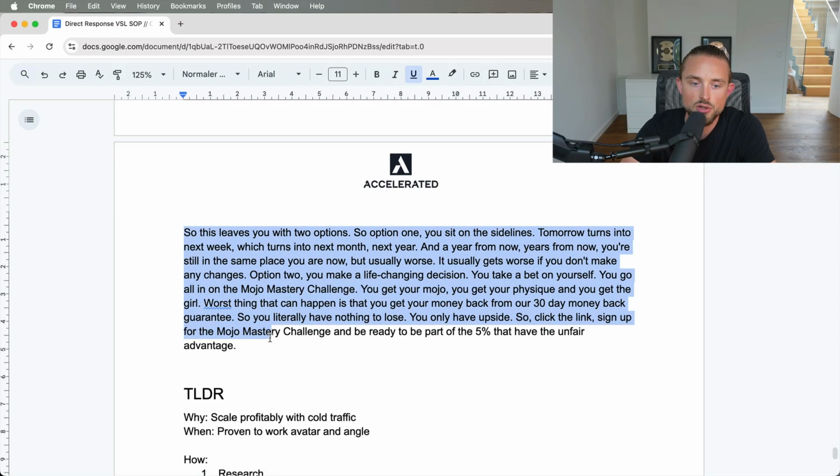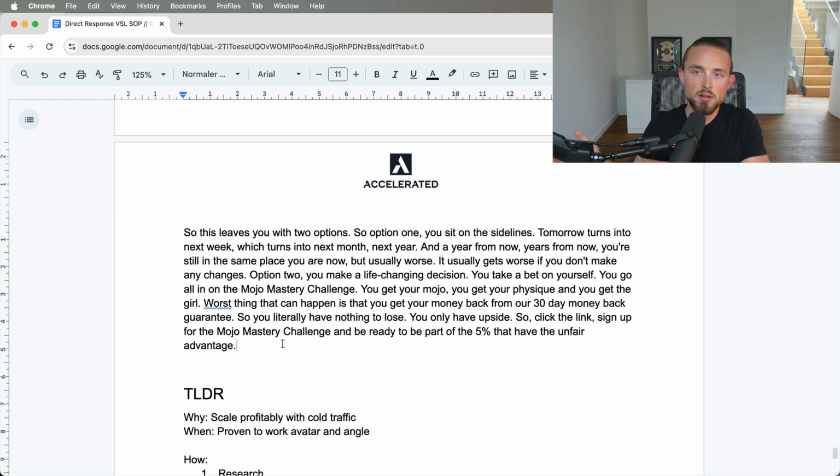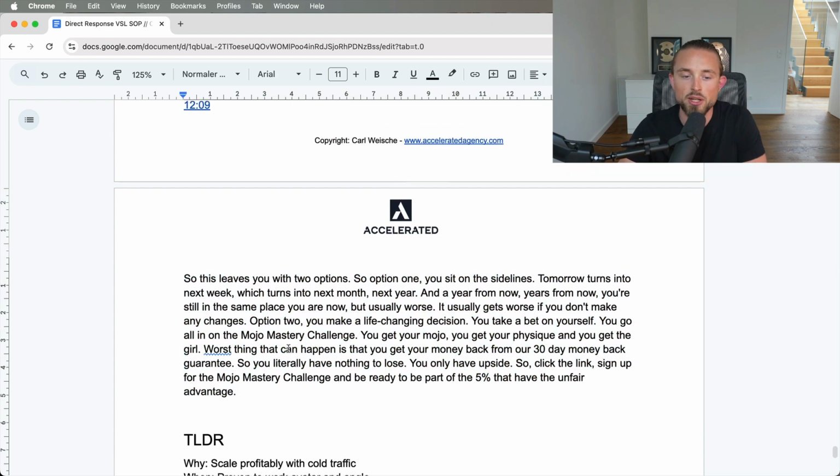Now, this is essentially the call to action, which is just, hey, you can either stay who you are, low testosterone, no girls, no dates, or you can go take this challenge with us. It's going to be a life-changing decision, and I will give you even a great offer. Now let's do this together, right? This is the call to action at the end.